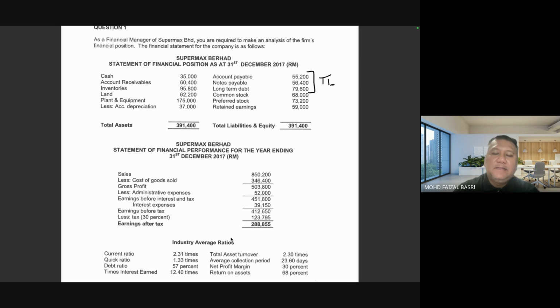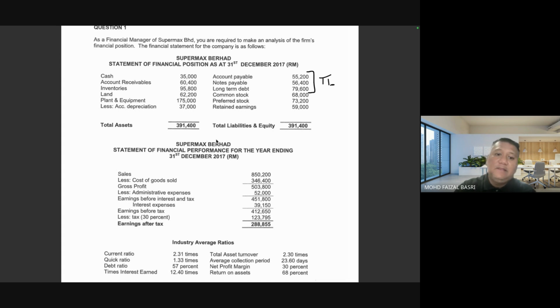So apa indikator ni menunjukkan? Bayangkan dia ada total asset bernilai 391,400. That's the value of asset they have. Okay, from that value of asset that they have, dia boleh convert 850,200 ringgit worth of sales. Digunakan semua aset yang dia ada untuk generate that amount of sales. So obviously kalau lagi besar value sales dia, lagi tinggilah dia punya so-called total asset turnover dia.